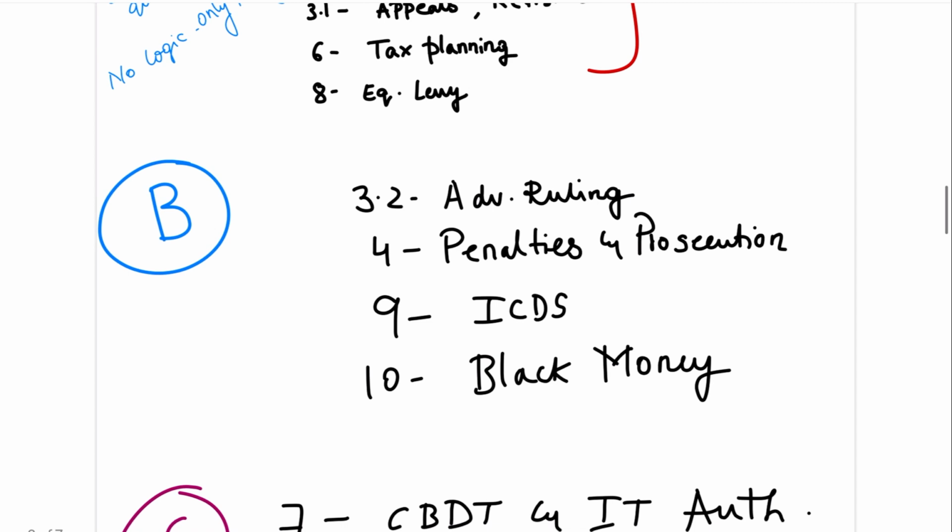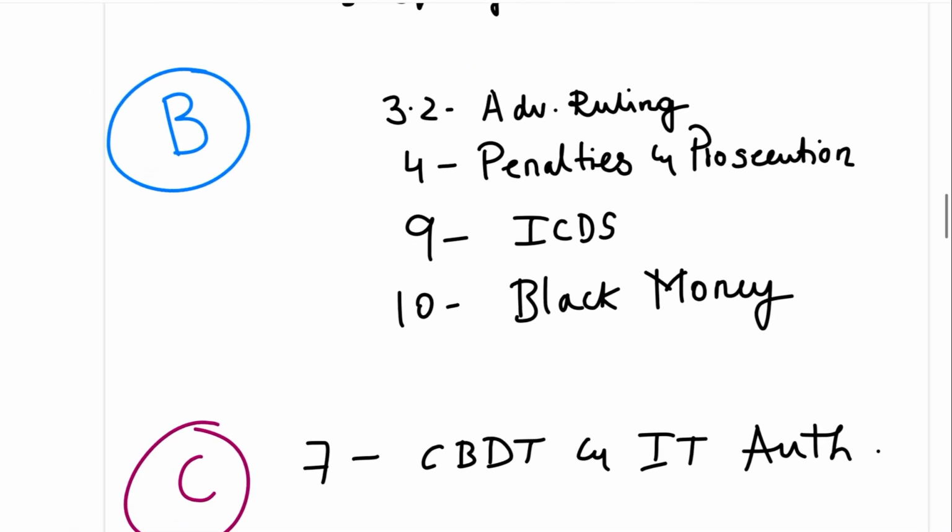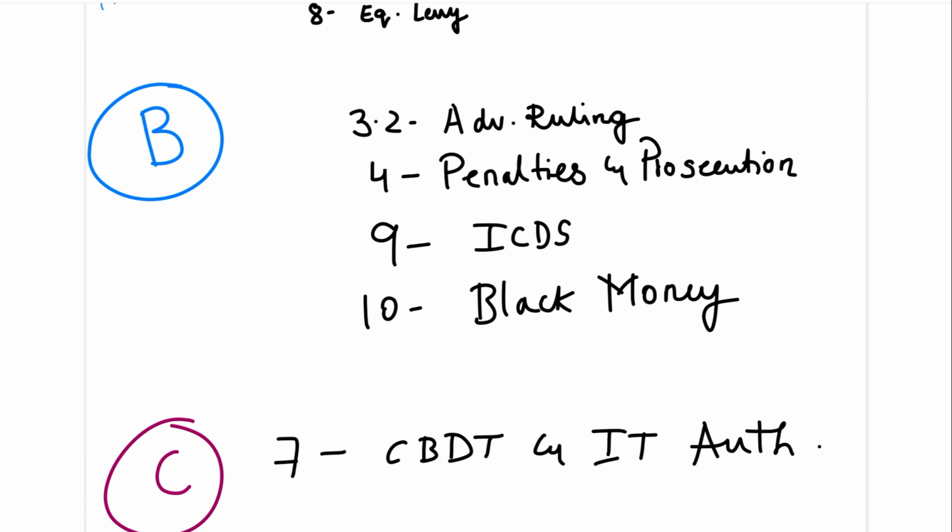Now come to B category, 3.2, which is advance ruling, 4 penalties and prosecution, chapter number 9 ICDS, chapter number 10 black money, and C category is chapter 7 CBDT and IT authorities, and also another topic 2.5, which is collection and recovery. These are the B and C category topics.